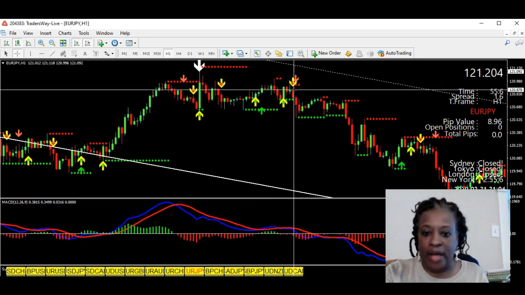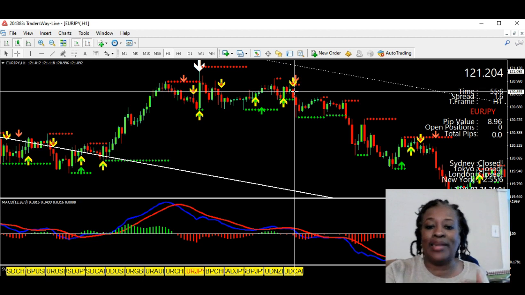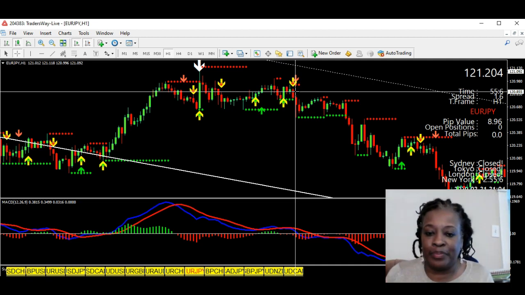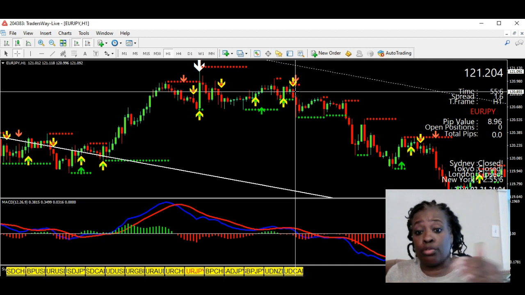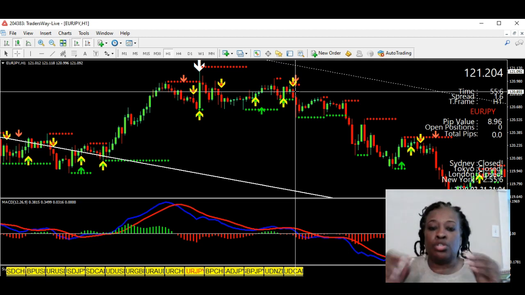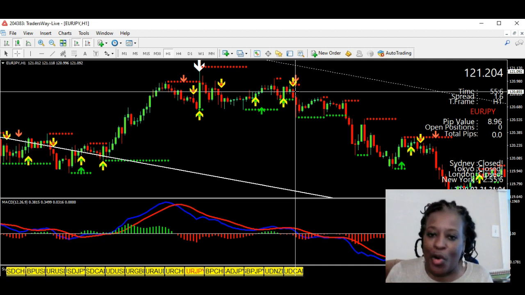So let's look down to our MACD. Voila. This is powerful, guys. What's happening with the MACD? The MACD is going through my zero line. It's crossing over from bullish territory to bearish territory. That's very, very strong.